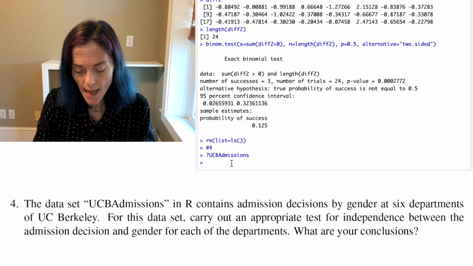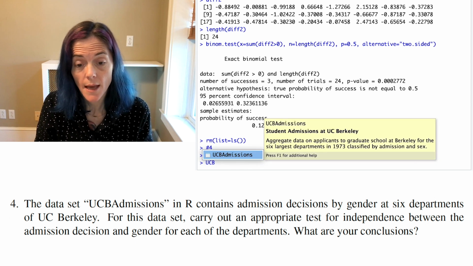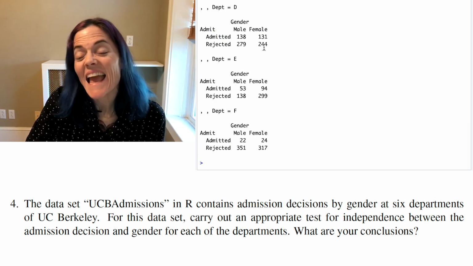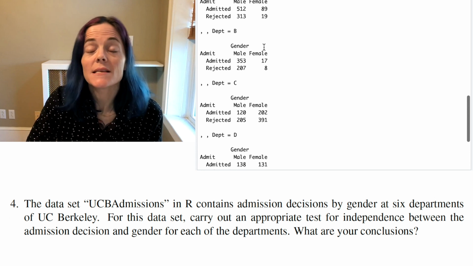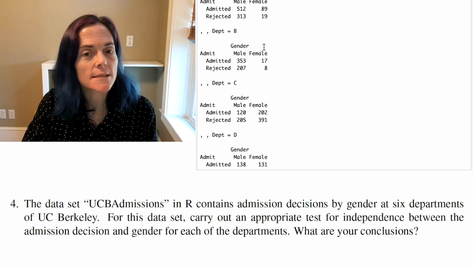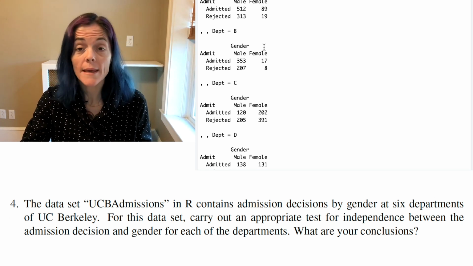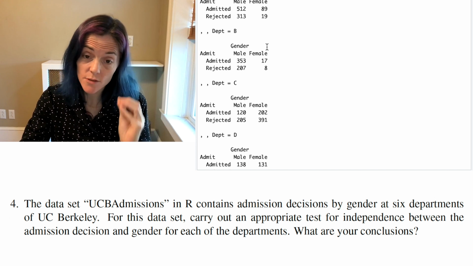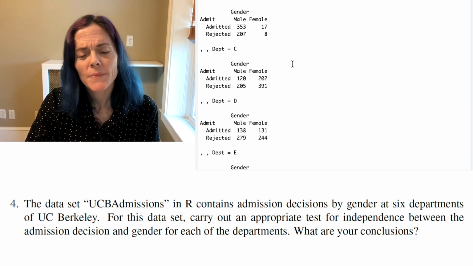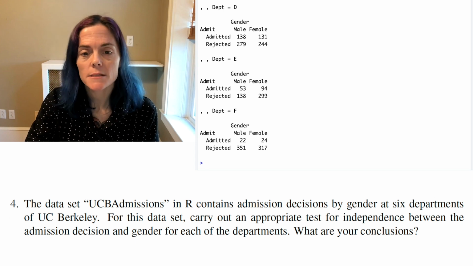Maybe let's just ask what this looks like. UCB admissions. Here for each department, we have this beautiful 2x2 table. Well, we have 2 choices here. We can either use a chi-square test for each table, or we can use a Fisher's exact test for each table. Let's just try one department before we use an apply test.